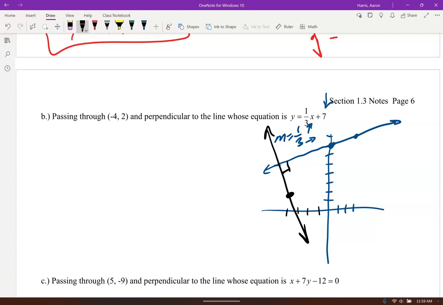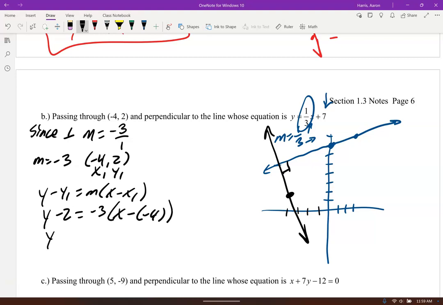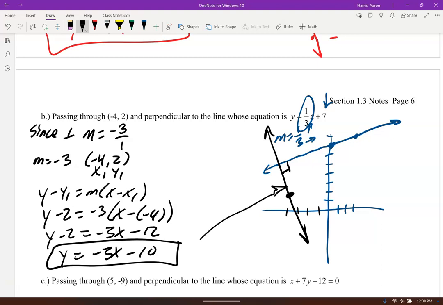Well, the slope of the blue line was 1/3. So since it's perpendicular, the slope of the black line would flip that over. Instead of 1/3, it'll flip it over to 3/1, and it'll change the sign. So my slope is negative 3, and it goes through the point negative 4, 2. Now I can write the equation. y minus y1 equals m, x minus x1: y minus 2 equals negative 3, x minus the negative 4. Distribute that, add 2, and there's the equation of the black line that's perpendicular.